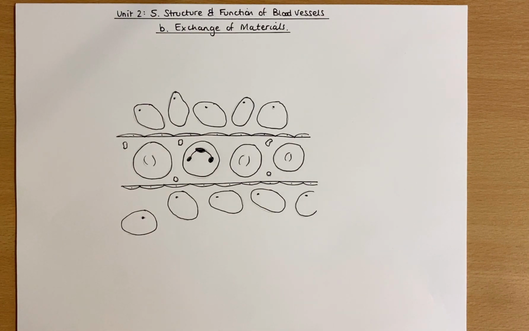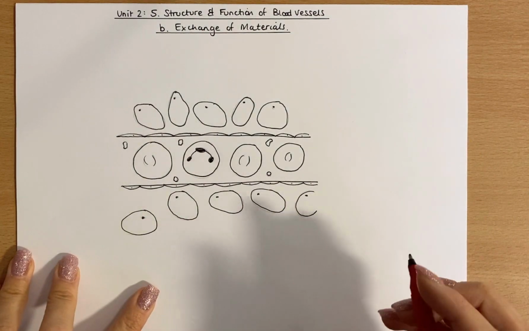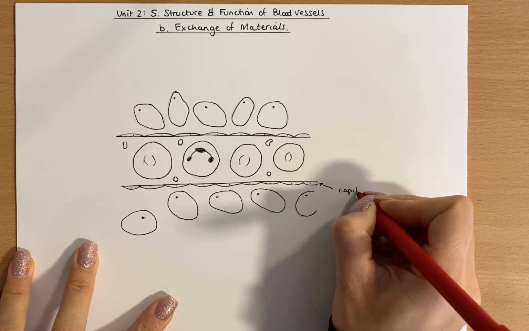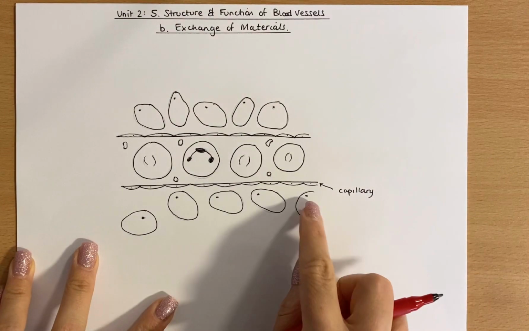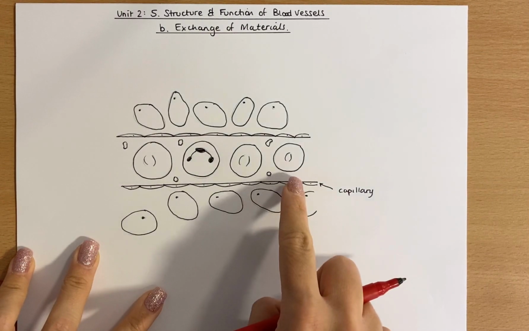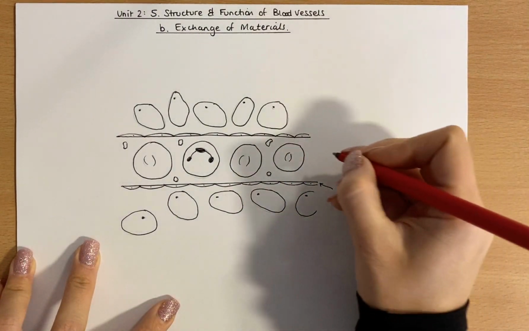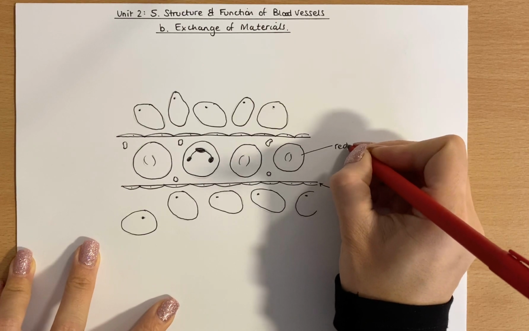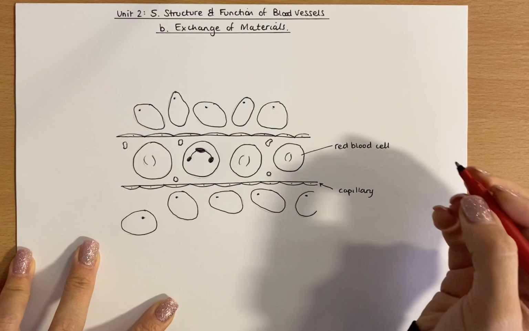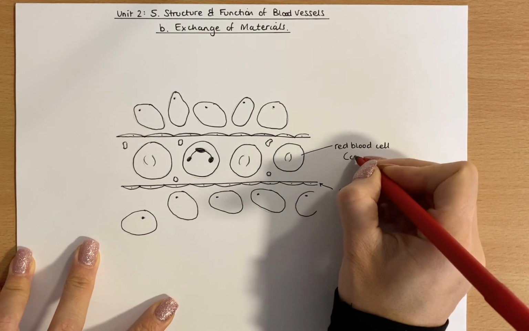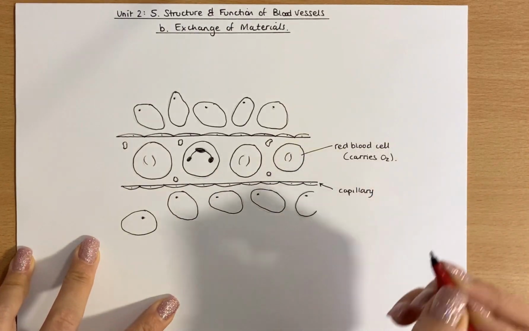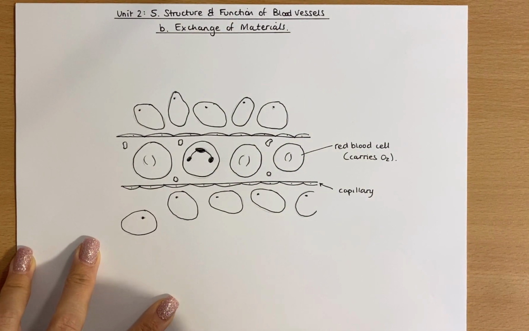Okay, so right now, this would be showing a capillary. Now you can tell this is a capillary because it has a single layer of endothelial cells. And also you can see that it is only wide enough to fit through one red blood cell, which is shown here. Now again, you'll still need to know about the fact that it transports or carries oxygen. And bear in mind that is carried by the hemoglobin within the red blood cell.